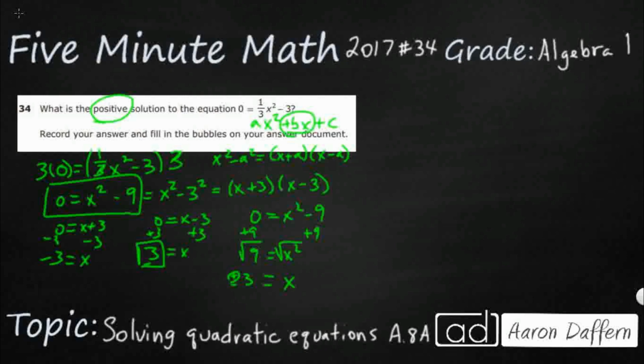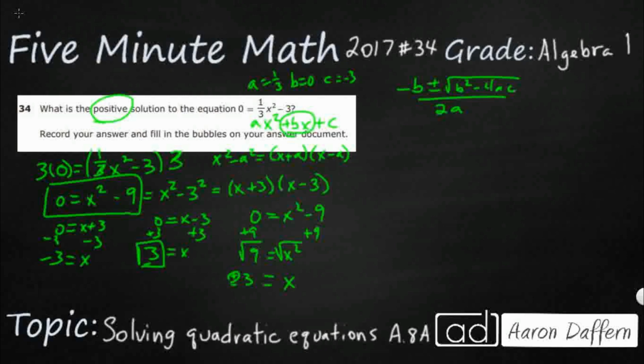When in doubt, we can always use the quadratic formula. And let's do it with the original one. Right? So my a equals 1/3. My b equals 0. And then my c equals negative 3. Okay? So it's negative b plus or minus the square root of b squared minus 4ac, over 2a. The quadratic formula always works. It's not the most efficient here, but I want to show you that it always works.